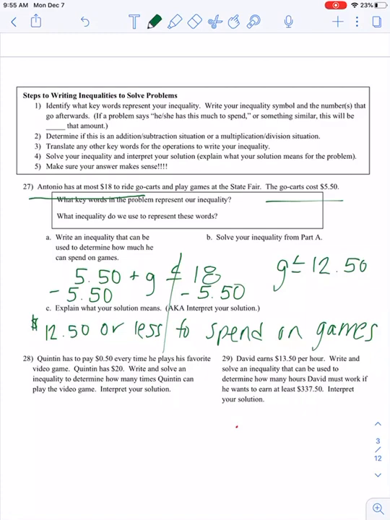If you look at 29, it says $13.50 per hour. So remember, that would be multiplication. Anytime it's per something, that's just for one. So you'd want to times that by the H's. And he wants to earn at least, so it could be greater than or equal to $337.50. And then you would just divide by $13.50 on both sides.